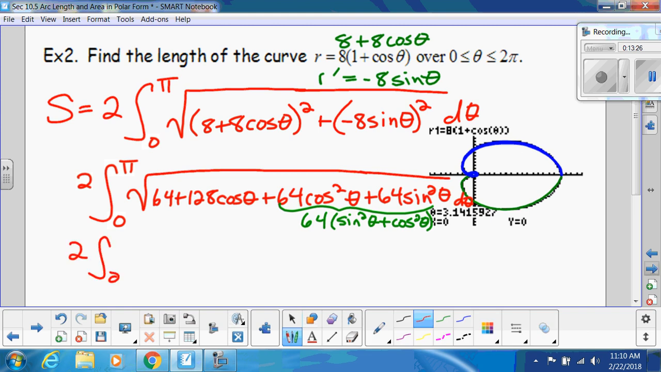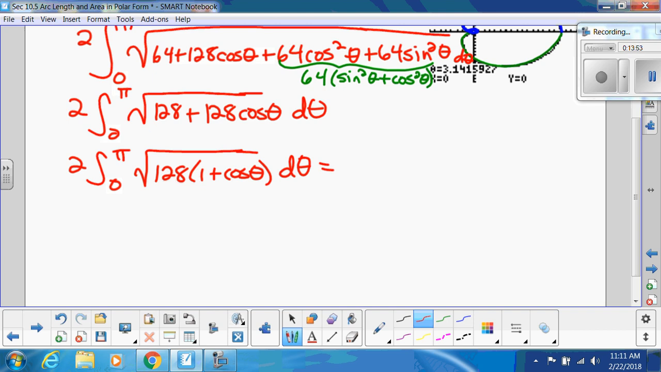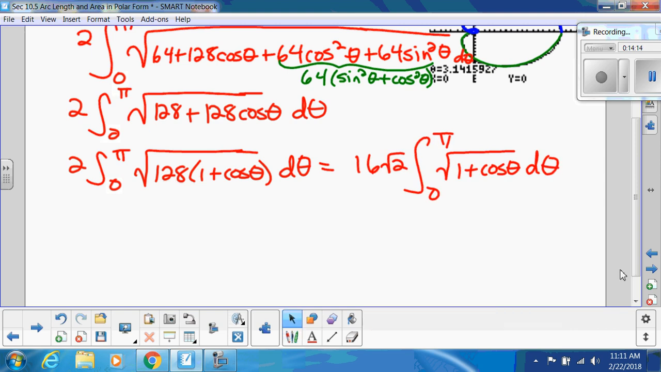So this is going to be 128 plus 128 cosine of theta, which is a lot nicer. Factor out that 128. Okay. Now I'm going to factor out the square root of the 128. So if I do that and multiply it by 2, then that'll give me 16 root 2 times the square root of 1 plus cosine. Okay, so we've really simplified what's in the integrand.